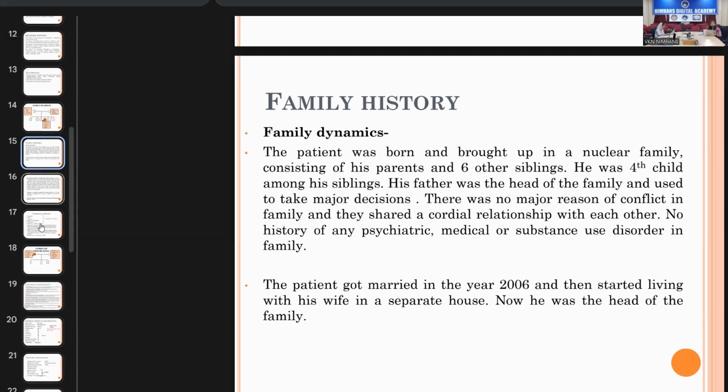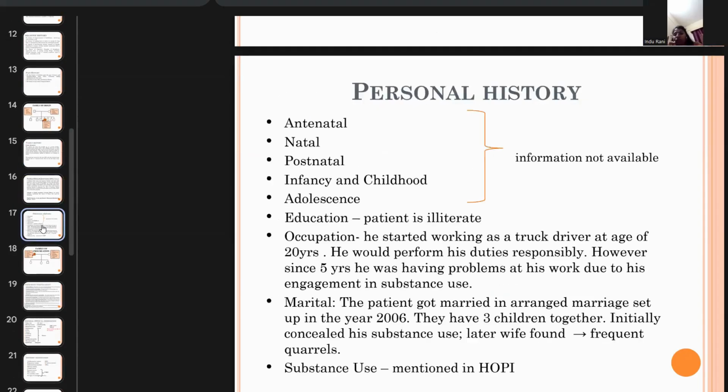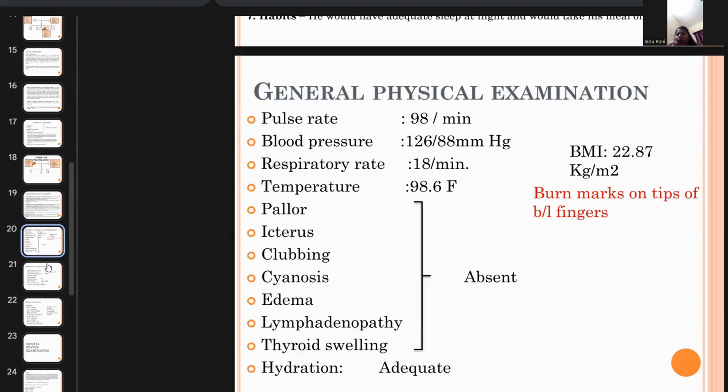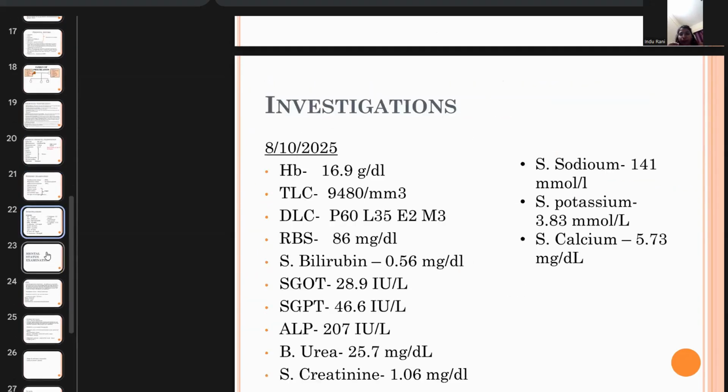No significant family history was present. There's no significant comorbid personality disorder or something like that.